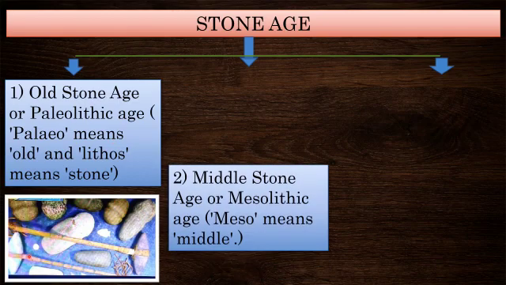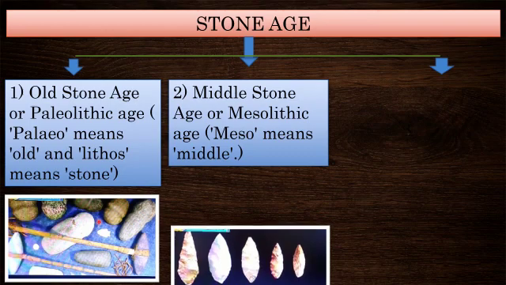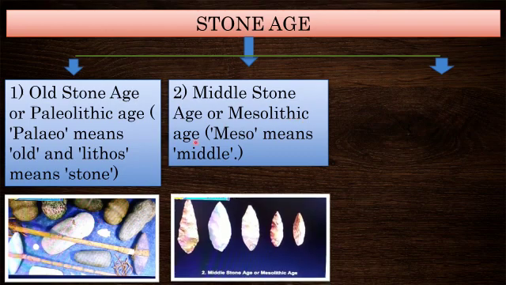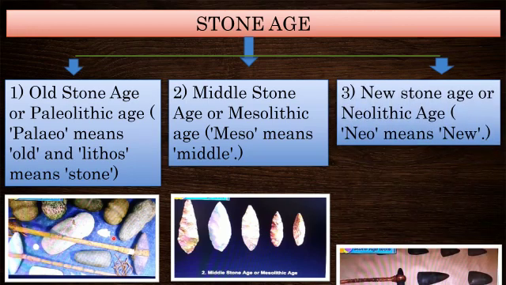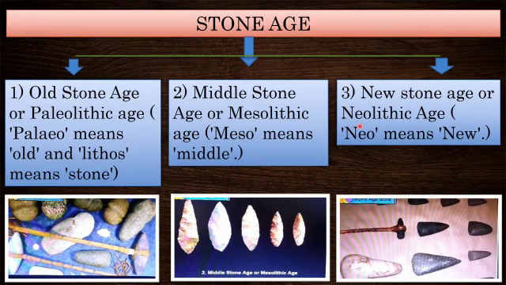The second period was known as Middle Stone Age or Mesolithic Age. So meso means middle. So in this picture you can see the stone tools found during the Mesolithic Age or Middle Stone Age period. And the third period was known as New Stone Age or Neolithic Age, where neo means new. So you can see in this picture the stone tools found during the New Stone Age or Neolithic Age period.